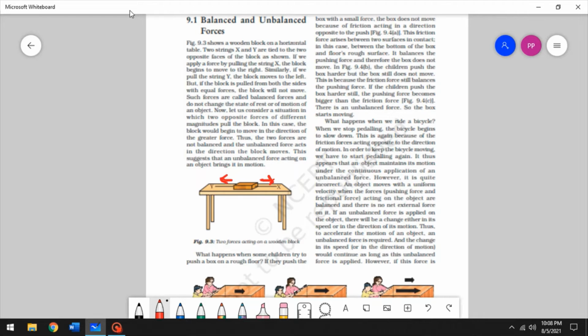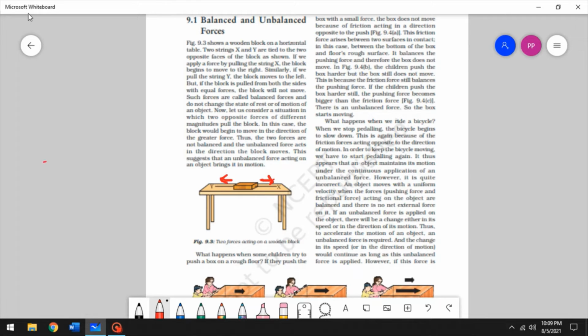Okay, so unbalanced forces. Pause the video, think about it, write it down in your own words, and let's see how we did. Alright, so now let's talk about what unbalanced forces are. Unbalanced forces are the forces that are not balanced, first of all. Unbalanced forces cause an object to move in the direction of the applied force. By applied force, I mean the direction in which a greater force is applied.